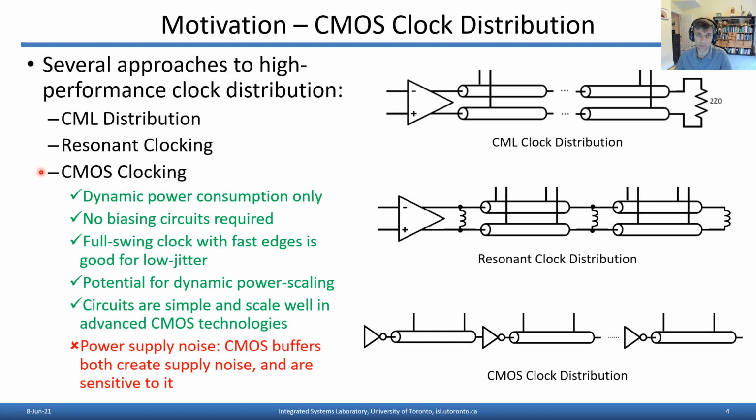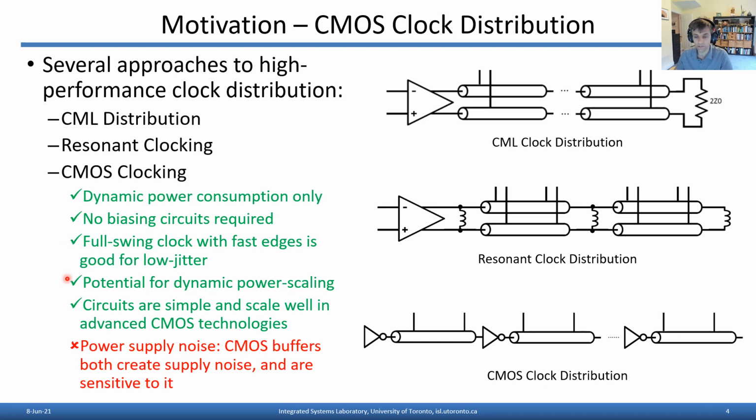There's a number of reasons why we might be interested in CMOS clock distribution. First of all, the circuits consume only dynamic power. There's no DC bias currents required, and therefore there's no biasing circuits required. This makes their design really simple. The buffers can be inserted wherever they're needed without the need for routing bias circuits or anything like that. CMOS inverters provide full swing clocks with fast rise and fall times, and that's good for low jitter clock distribution.